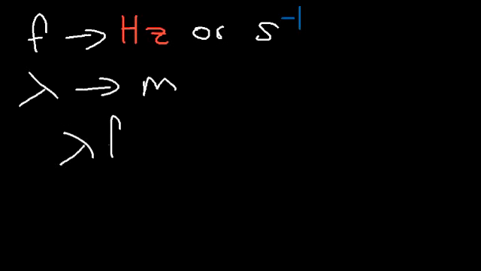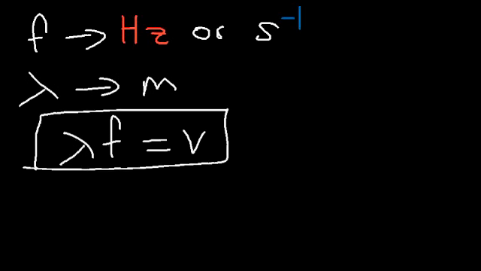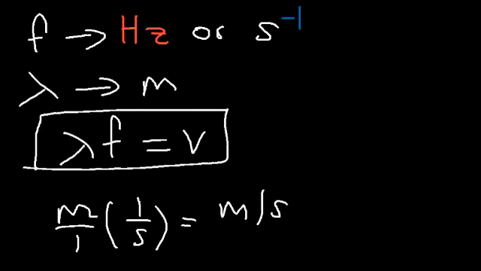The wavelength times the frequency is equal to the speed. Make sure you know this equation. You'll need it whenever you have to solve problems. So let's focus on the units here. So wavelength is in meters. Frequency is s to the minus 1, or 1 over seconds. And v is meters per second. That's the speed.